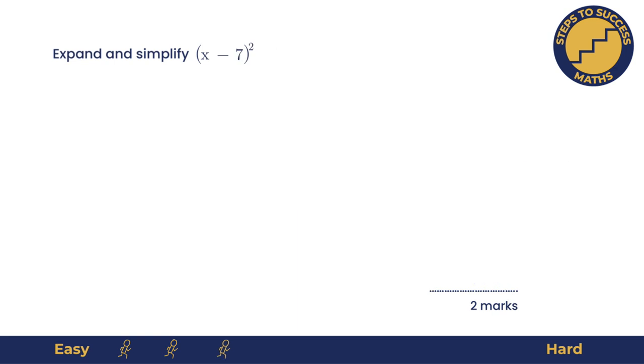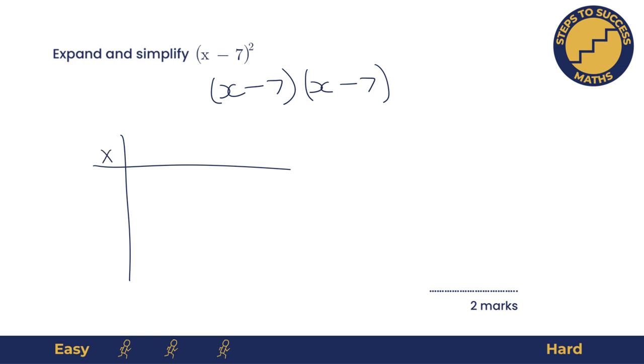Expand and simplify. x minus 7 squared. So don't fall into the trap here. Remember, if you square something, it means times it by itself. So really this should be x minus 7 times x minus 7. And once you've done that, you realise you need to use a grid. So you've got x minus 7, x minus 7.